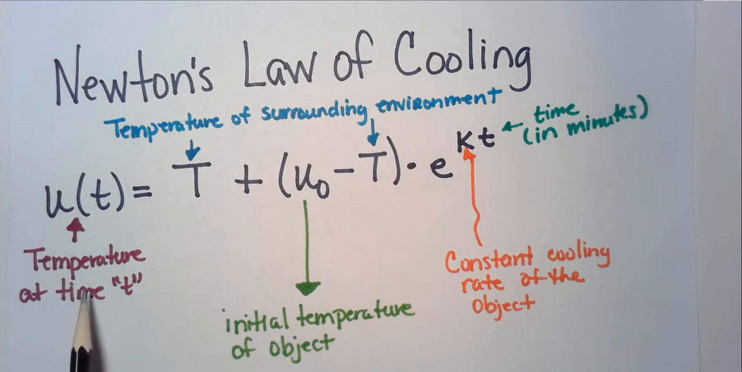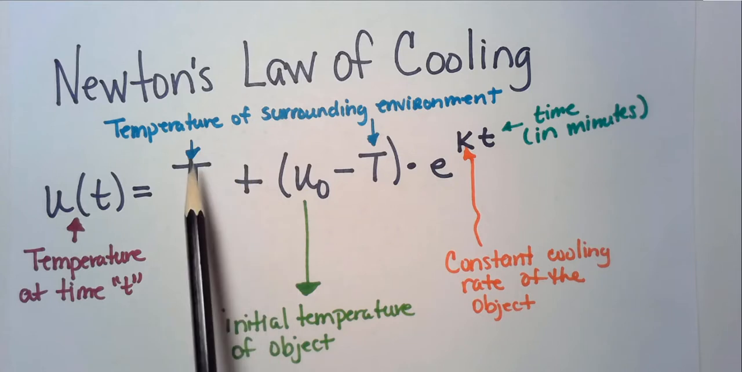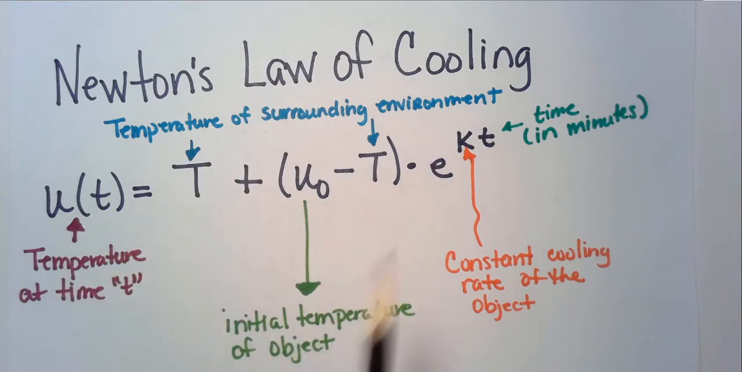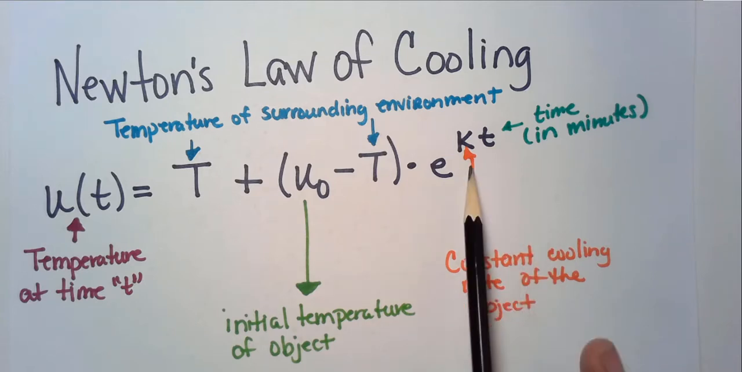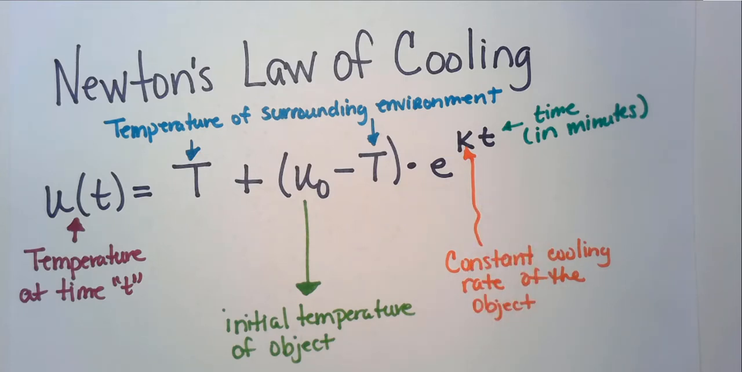U of t represents the temperature at time t. Our T, capital T, is the temperature of the surrounding environment. The U sub 0 is the initial temperature of the object. And then k is the constant cooling rate of the object. And time is represented in minutes. So this is the formula that we're going to be using to answer each question, if possible.